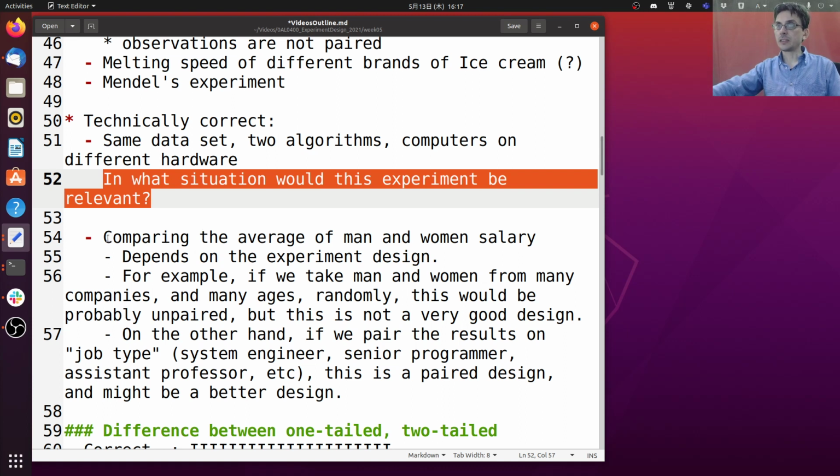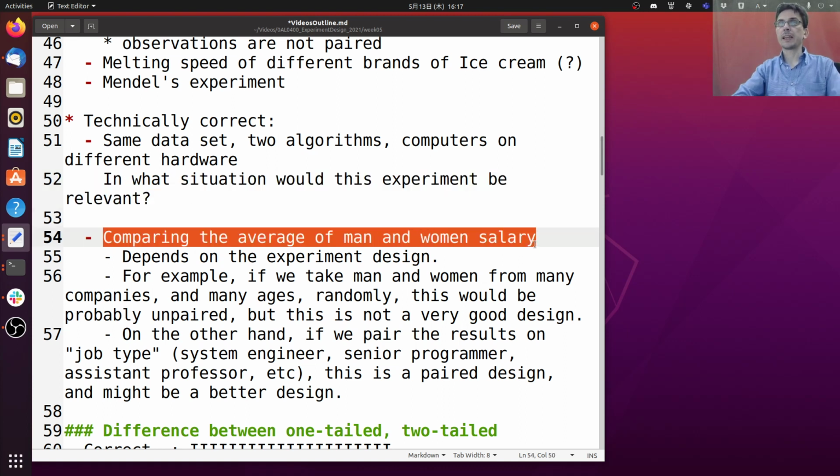Now, another student suggested comparing the average of men and women's salary. Again, as I said in the beginning, for you to say that an experiment is paired, you have to say what you are pairing on. This experiment is interesting because depending on the experiment design, we can create a paired experiment or an unpaired experiment. For example, it could be unpaired if we choose 1,000 men from Japan randomly and 1,000 women from Japan randomly. So that would be random observations, and we measure the average of the salaries. So in that case, it would be an unpaired experiment.